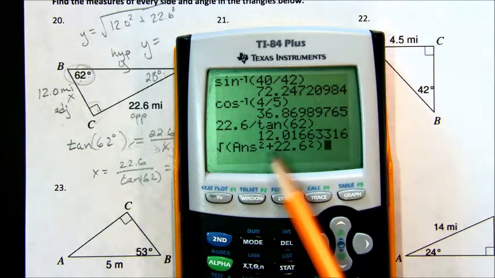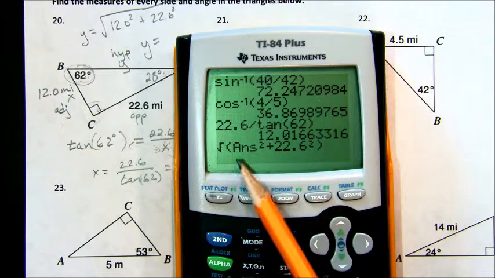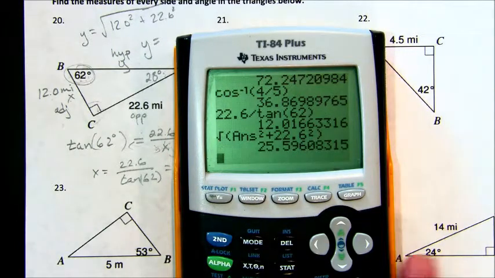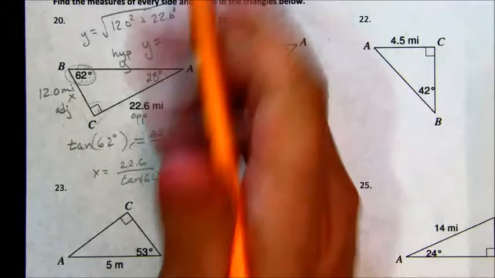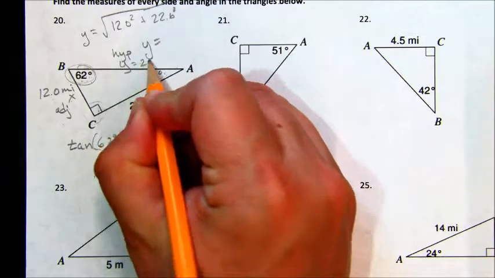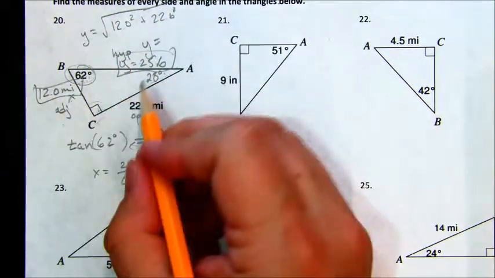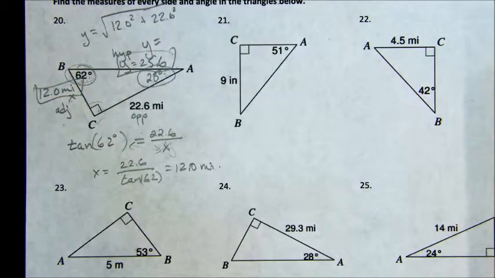All right, so this is my A, my B, so the C is going to be the square root of A squared plus B squared. I hit enter, and I get 25.6. So the hypotenuse here is going to be 25.6. So I've got my two sides, I've got my third angle, and I'm done.